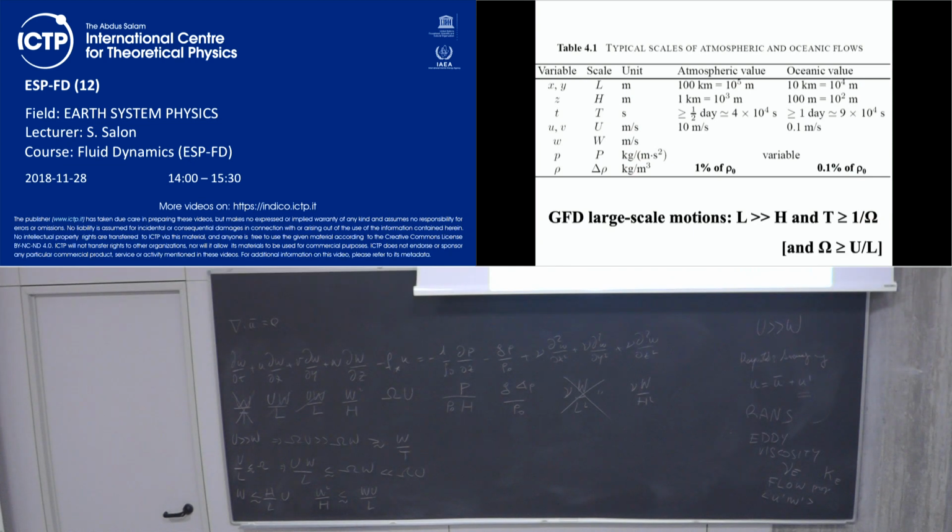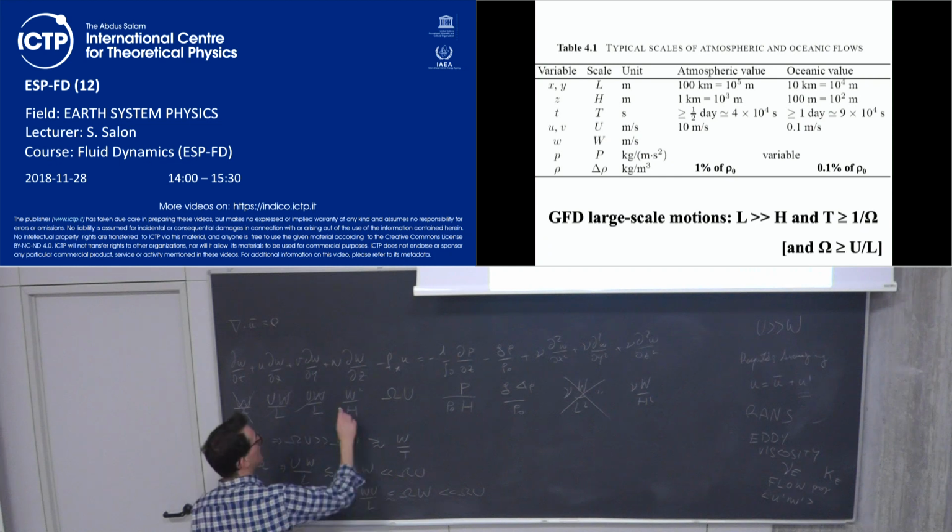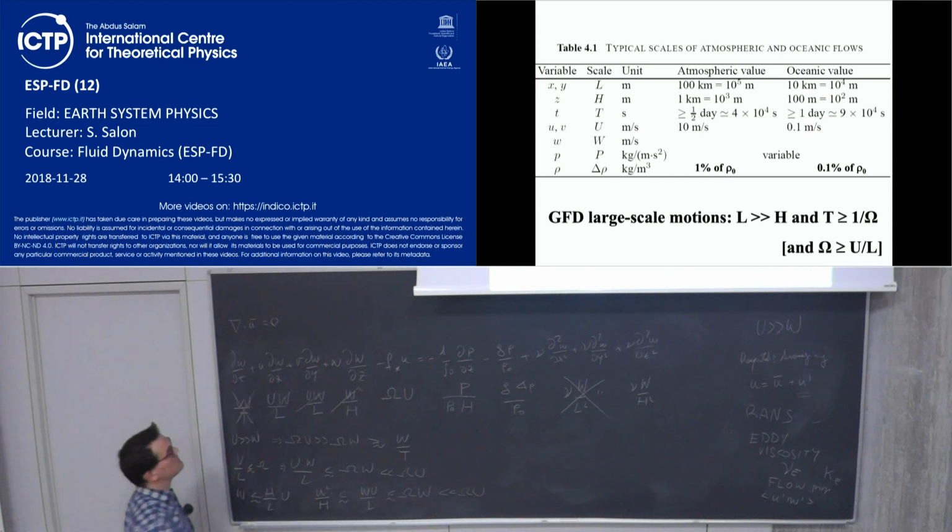But what about u over l? I know that u over l is smaller than omega. So this is u, omega w, because u over l is smaller than omega, multiplied by w. And again, this is much smaller than omega u. So again, all these three terms, all the variation in time of the vertical velocity, we are talking about the vertical velocity, is much smaller than the Coriolis acceleration.